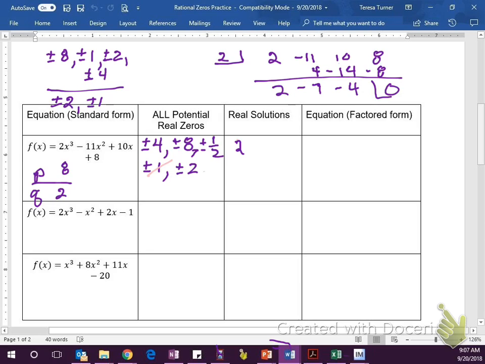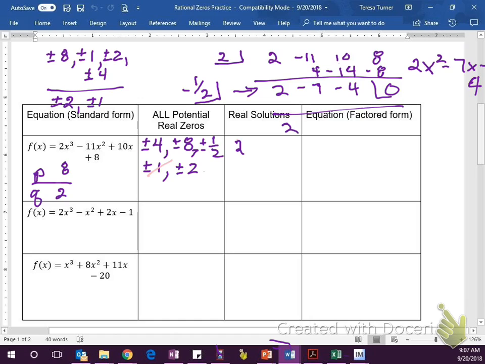So now we have 2x squared minus 7x minus 4. And we know that negative 2 doesn't work. I'm thinking it's probably going to be a fraction. I think it's probably going to be a half. So negative 1/2 would have been what I was thinking next.